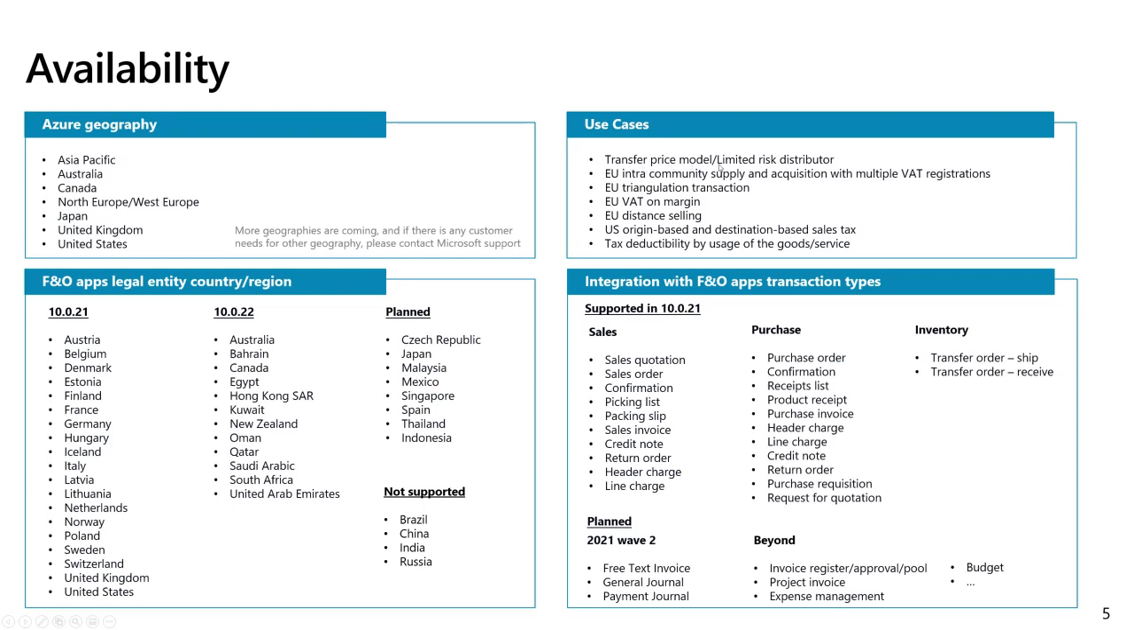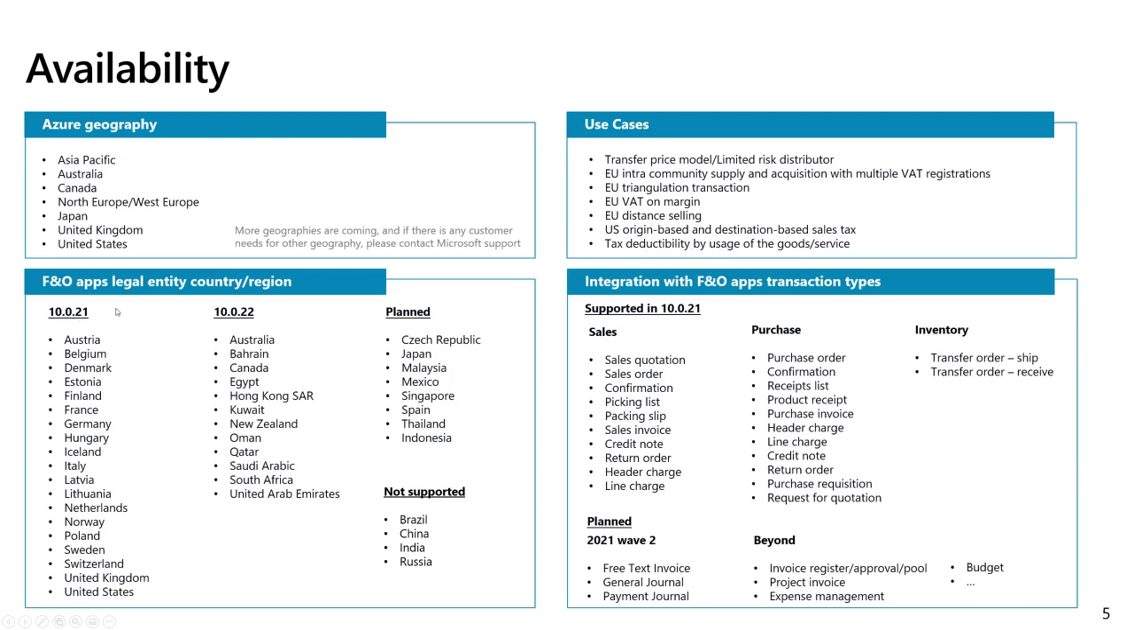transfer price model, limited risk distributor, and EU intra-community supply and acquisition with multiple VAT registrations, EU triangulation transaction, EU VAT on margin, distance selling, and US origin-based and destination-based sales tax. Also, tax deductibility based on the usage of your goods, where the deductibility percentage is different.